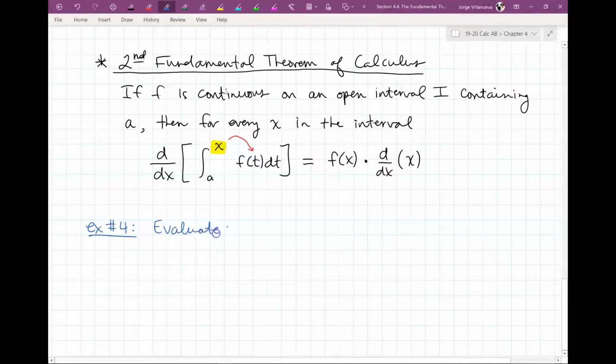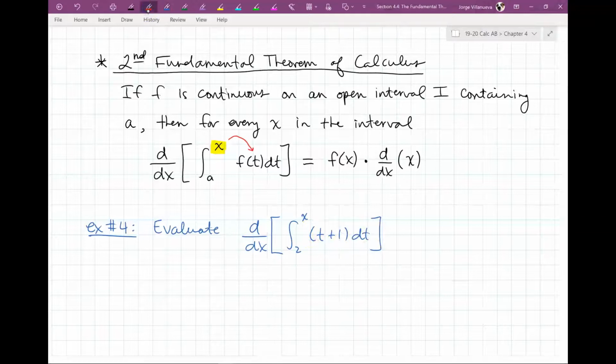Evaluate d dx of the integral from 2 to x of t plus 1 dt. So this is an easy problem, and then we'll make it a little bit more difficult. Since I'm taking a derivative of an integral, but the upper bound is an expression, then I must use the second fundamental theorem of calculus.